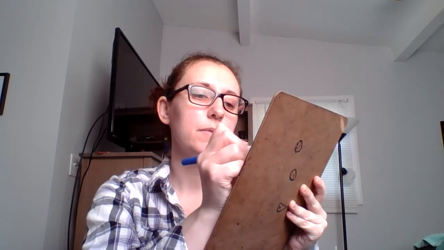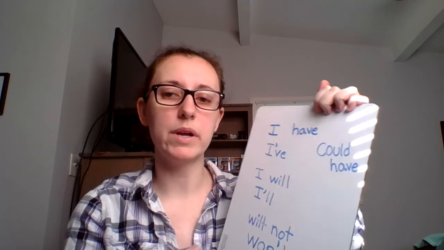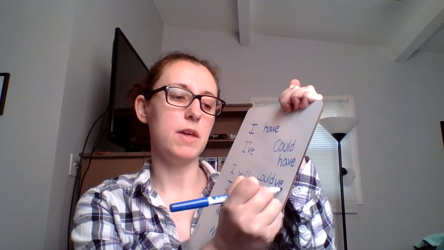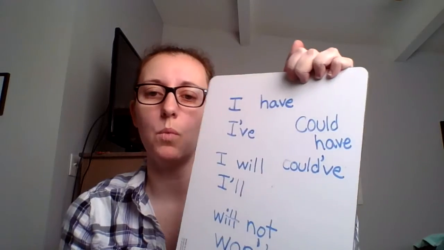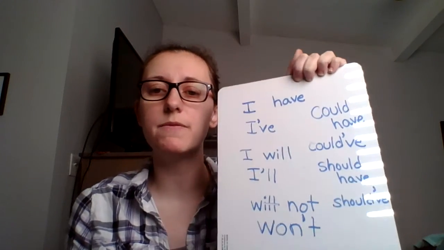What about if we have could have? We know we have the word have, so we're going to get rid of the H and the A. So I'm going to write could, got rid of the H and the A, and I replace it with an apostrophe. Could've. Same thing with should have. Should, replace the H and the A with an apostrophe, and have the VE. Should've.